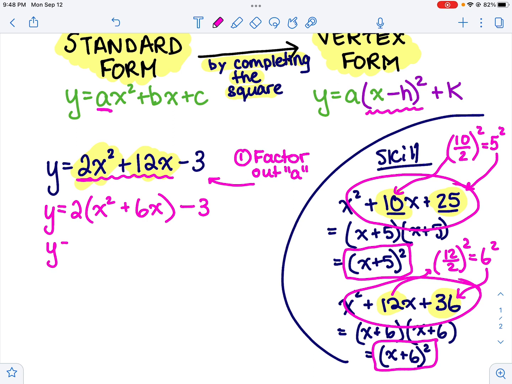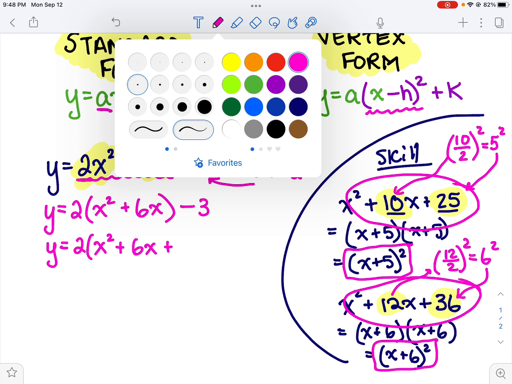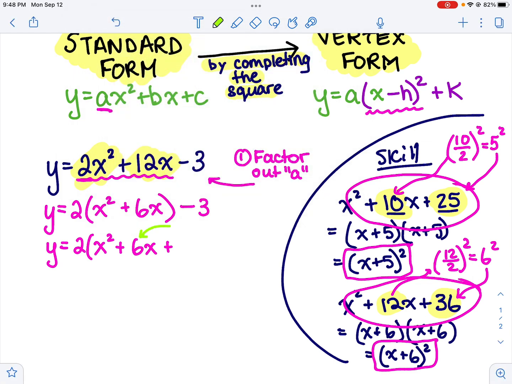Then in step 2, we're going to turn the brackets into a perfect square trinomial. So we have to figure out what we need to add to make that a perfect square. Let's take our middle term, 6, divide it by 2 and then square it. 6 divided by 2 is 3, and 3 squared is 9. So our second step is to create that perfect square trinomial.